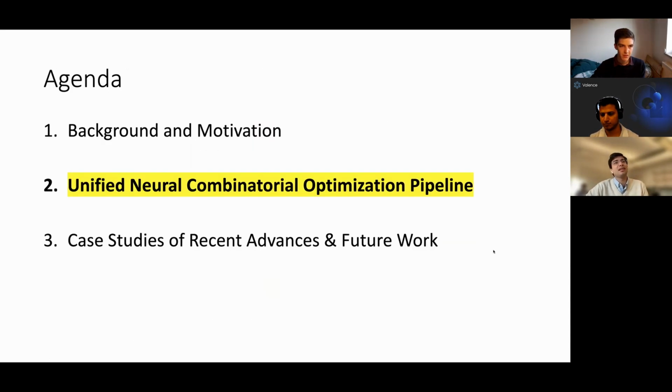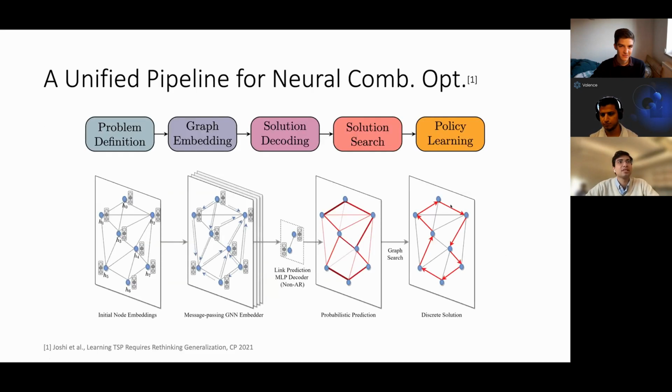So let me go to the next part, which is a pipeline. I motivated that this stuff is cool, but let me talk to you about how this stuff is done. And this is where we go into graphs and GNNs and RL stuff. So here's a unified pipeline for neural combinatorial optimization. It was introduced in a paper I recently published last year.